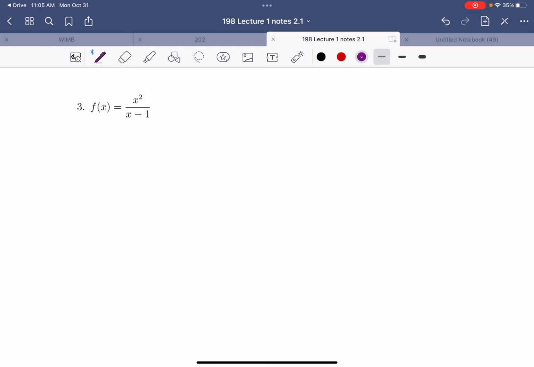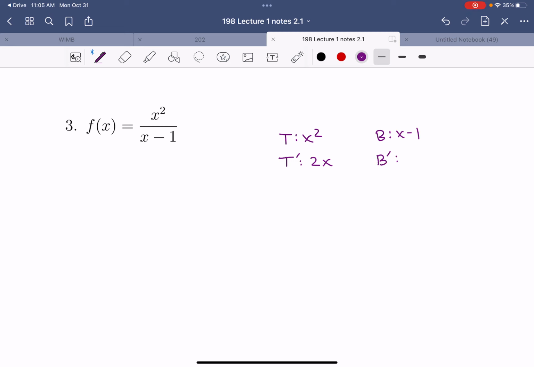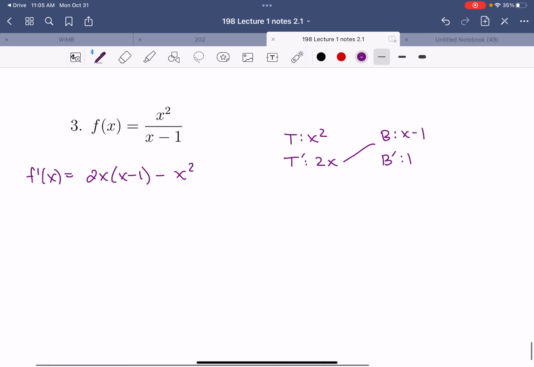So to get our first derivative, we need top prime bottom. So top is x squared, top prime is 2x, the bottom is x minus 1, and the bottom prime is 1. So my first derivative, top prime bottom, is 2x times (x minus 1), plus these two, is x squared, minus x squared, all over (x minus 1) squared.